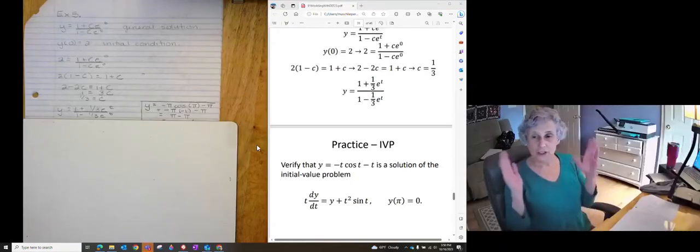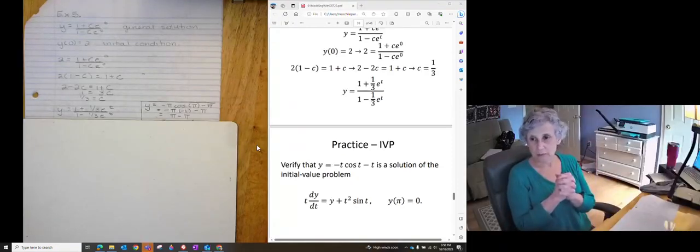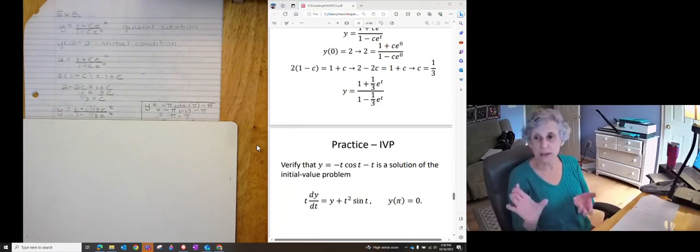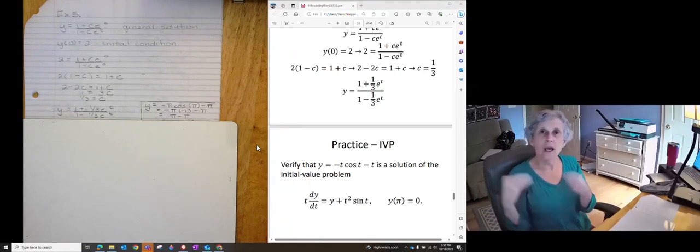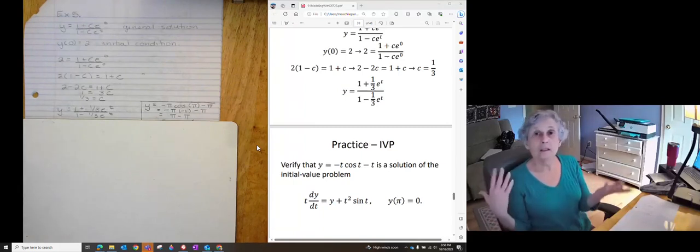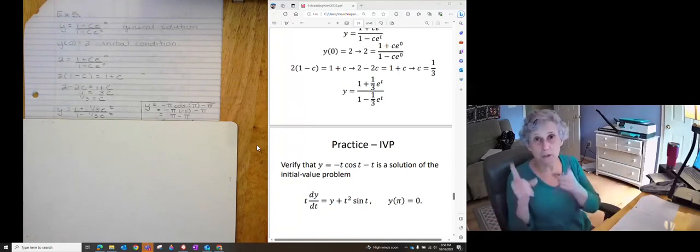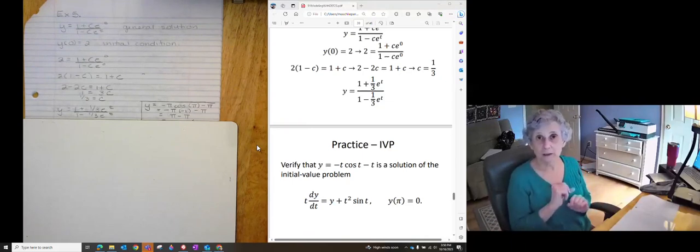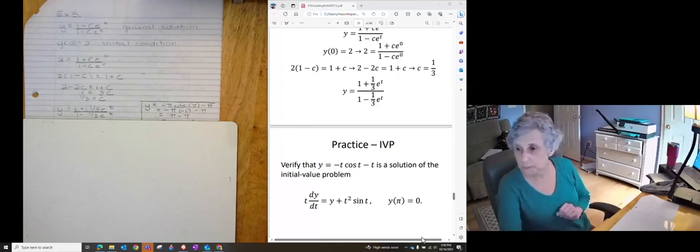Okay, so practice problem, initial value problem. First, verify that negative t cosine t minus t is a solution to that differential equation, and then verify that if you plug pi in, 0 comes out. So give it a try. We'll meet back here and compare answers.